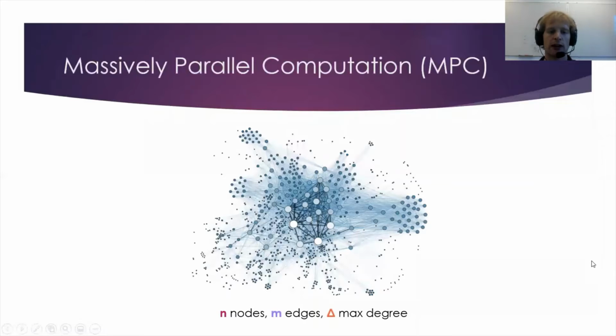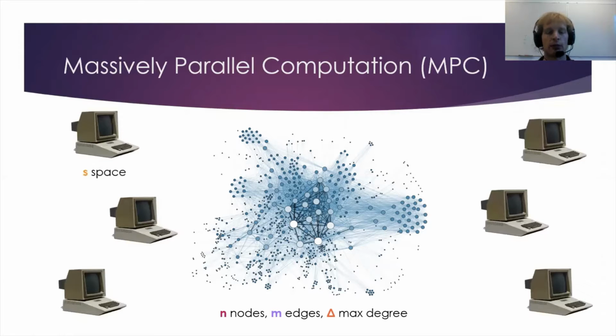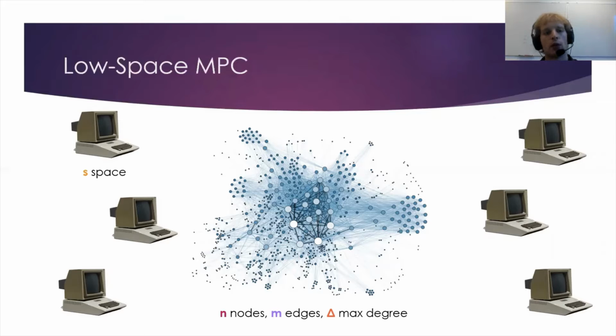It's graph-based, so we have some giant graph on n nodes, m edges, and maximum degree delta. We're going to try and solve some problem on this graph, and we'll do so by applying a bunch of parallel processes to it. The main restriction on these parallel processes is that they have some bound S on the space. We're interested particularly in the low space MPC model, which means that this bound S is some polynomial which is sublinear in n, so n to the epsilon for some arbitrarily small constant epsilon.